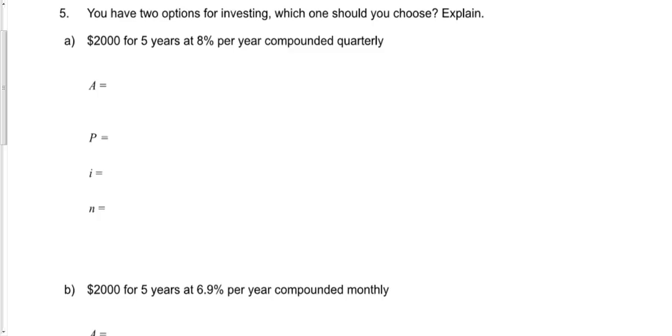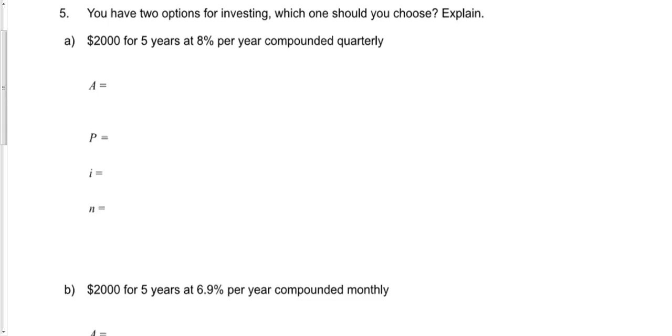So now we've got a comparison question. Let's say that you have two options for investing. That means you're going to put money in with the hope and expectation that you're going to get more money out at the end. So you have two options to invest, and you've got to figure out which one of the two options you should choose, and then explain why.